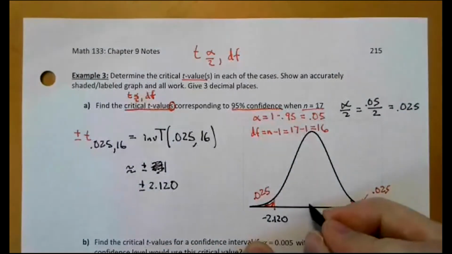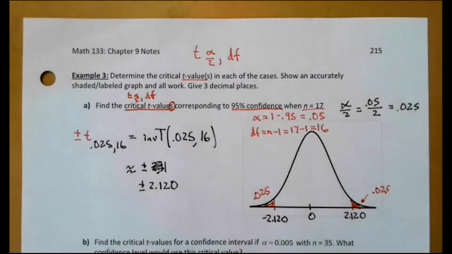And just as before, our center value here is 0, just like a Z-curve. It has the same mean. The standard deviation is different. We just don't know what it is. Questions? Okay, let's do another one.